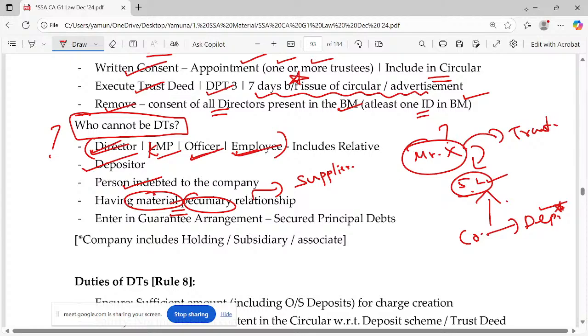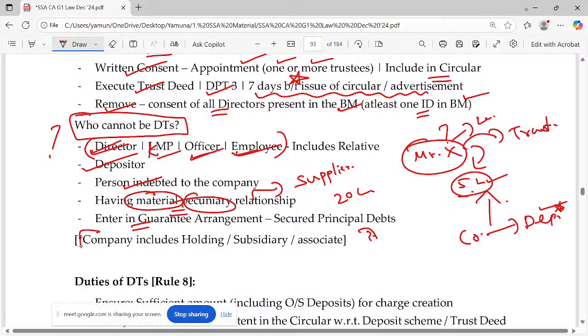Okay, இப்ப என்ன பார்த்தோம் இங்க? லோன் கொடுத்தவங்க அந்த ஆங்கிள் பார்த்தோம்ல. Mr. X is a major supplier for the company, and the company has to give 20 lakhs for the supply of goods. இப்போ சொல்லுங்க, நான் டெபாசிட்டரா ஆக்ட் பண்ணுவேன், சப்ளையரா ஆக்ட் பண்ணுவேன்? எனக்கு 20 lakhs வரணும், வந்தா போதும். So, you should not have any material pecuniary relationship, and you should not enter into any guarantee agreement also for securing the principal, etc.